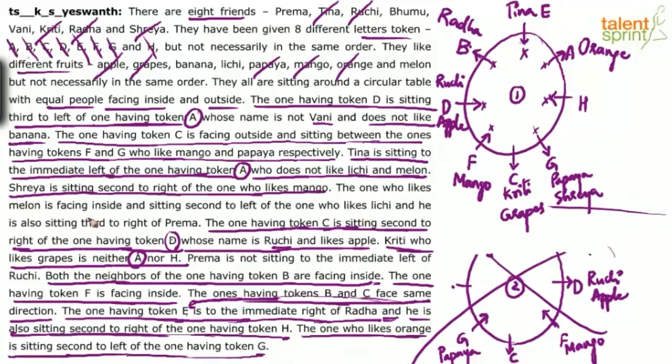Then inside and sitting second to the left of the one who likes lychee. First of all, the one who likes melon is facing inside. So melon cannot come for Radha. Melon can come for Tina or H. But melon is second to the left of the one who likes lychee. So obviously, melon and lychee will take these 2 positions in some order, because both have to be marked.